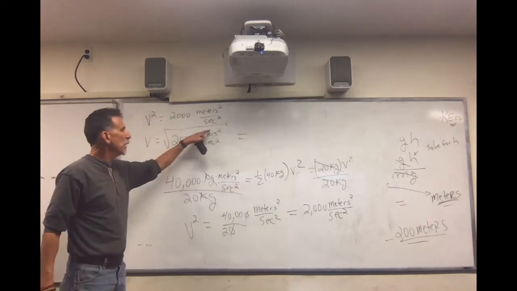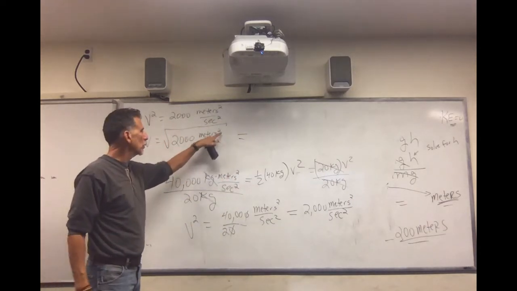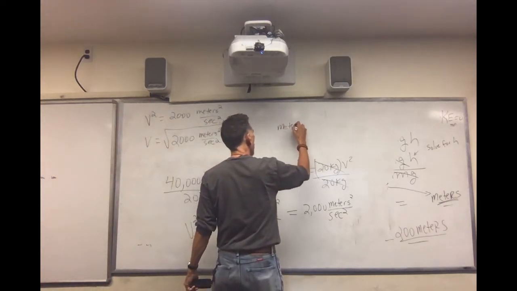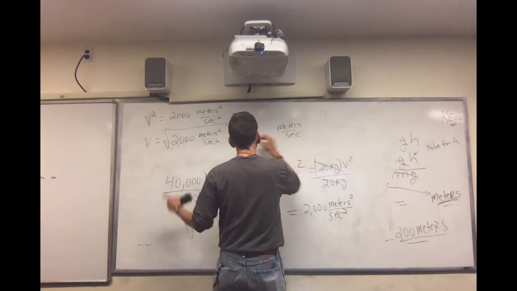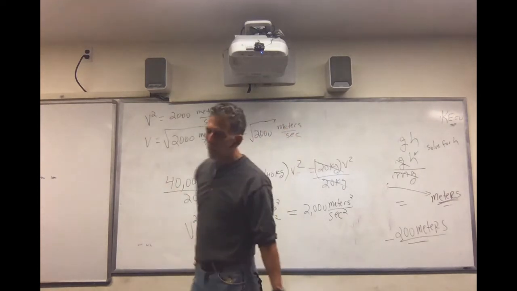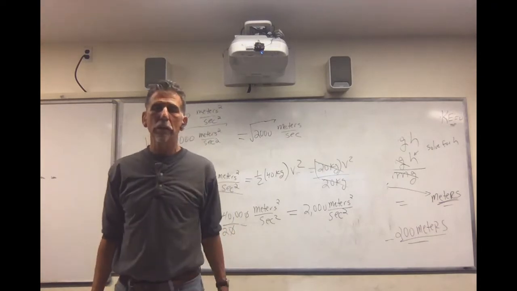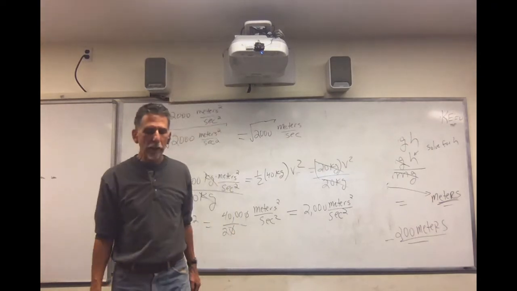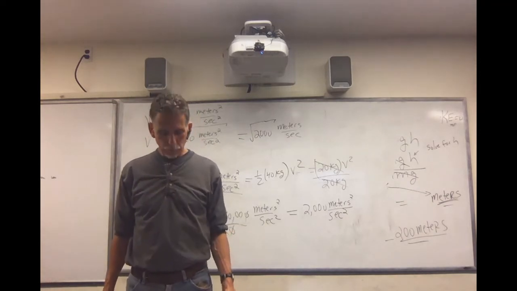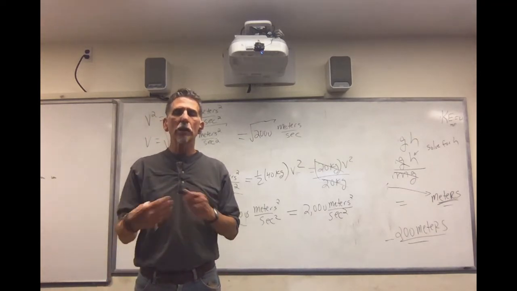All right. Meters squared per second squared, the square root gets rid of the square. So this will be meters per second. Now I have the square root of 2,000. Here we go with square roots. Well, you have a calculator. You could certainly use your calculator, or we could try to use our brain. Let's use our brain for a second. Let's start doing some squares.